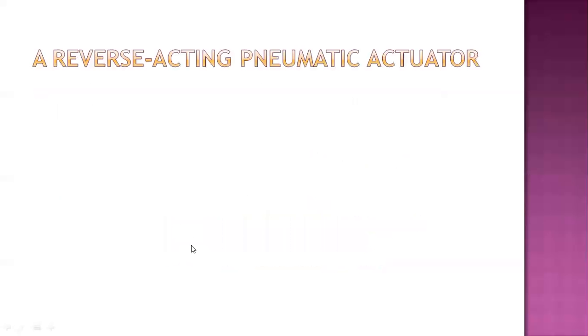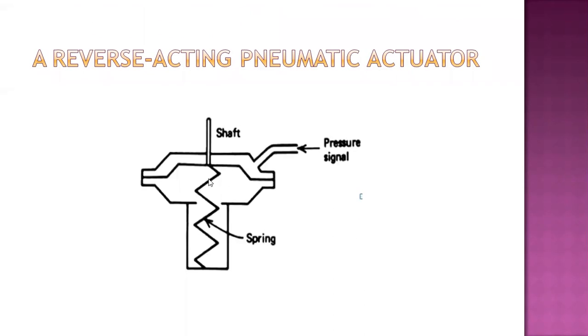Now, one more thing, we also have a reverse acting pneumatic actuator. So a reverse actuator, which is shown over here, moves the shaft in the opposite sense from the direct actuator but obeys the same operating principle. Thus, the shaft is pulled in by the application of a control pressure. So, this is the reverse acting pneumatic actuator.